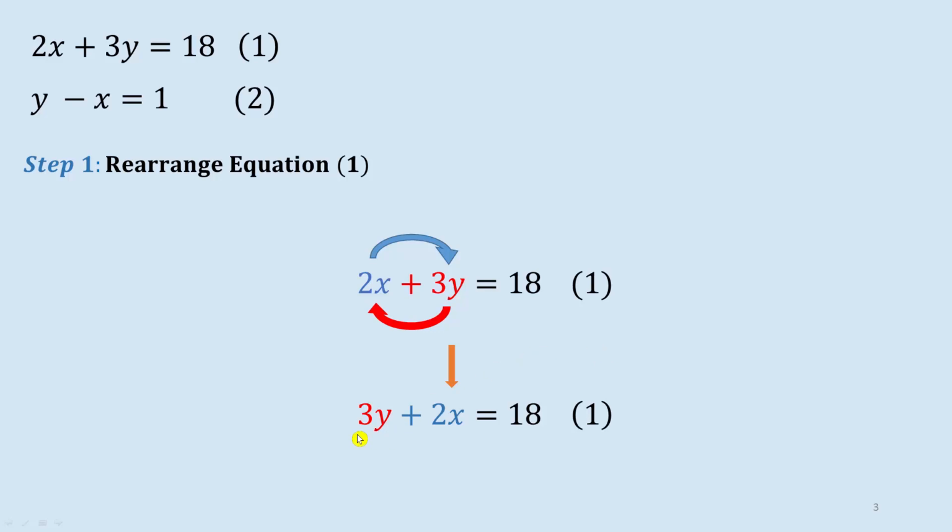So now I've got the 3y at the start, and now we've got plus 2x here. This is a plus because, although we don't show anything here, if there's no sign, it's always a plus. So we put a plus here. I've just rearranged, and now it's 3y plus 2x equals 18.